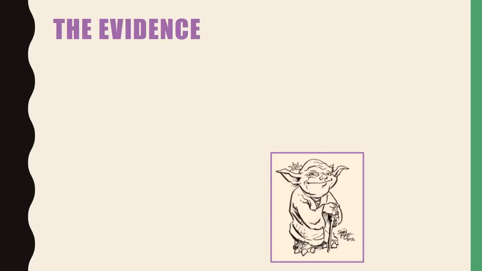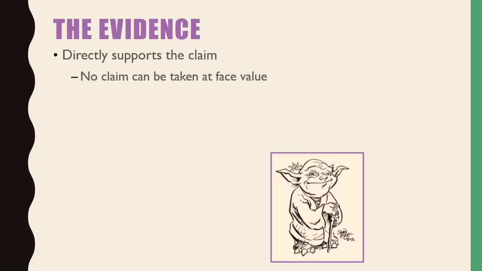Second part is the evidence. And evidence, I know, hopefully you all know what evidence is, but I'm going to say a little bit more about it here. So evidence directly supports the claim. You have to make sure that you have evidence that is directly leading us to a deeper understanding of whatever your claim is. So we can never take a claim at face value. It's not enough to just say, this is the answer to the question, or this is what you should believe. You have to give us reasons to believe it, and the evidence allows us that reason to believe it.